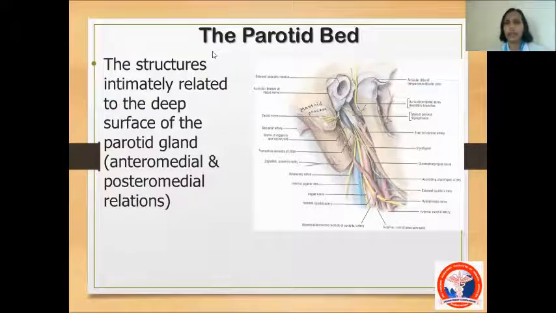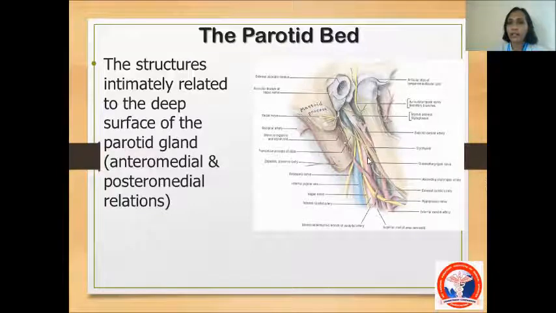The parotid bed comprises the structures which will be seen when we remove the parotid gland from its position. These structures are in immediate deep relation with the parotid gland, and they include both the anteromedial as well as the posteromedial relations of the gland. To enumerate, we can see here the ramus of the mandible along with the two muscles attached to it, that is the medial pterygoid on the deep surface and the masseter on the superficial surface.